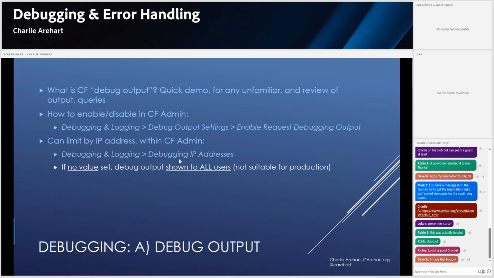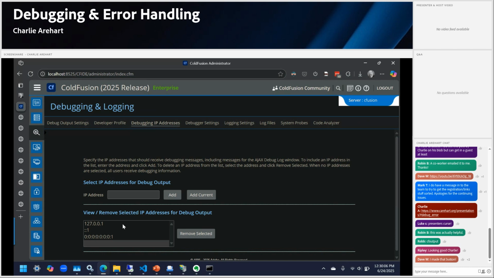Listen, this is important. If you don't set any value in that debug IP addresses, then the debug output is shown to everybody that visits your page. That's definitely not suitable for production. So for production, you should have some value in there. If you remove everything, everybody's going to see debug output.